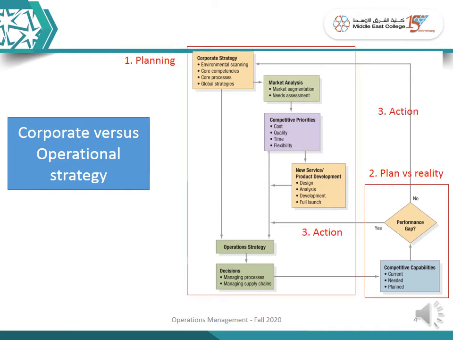Corporate versus operational strategy. Operational strategy means by which operations implements the firm's corporate strategy and helps to build a customer-driven firm, while corporate strategy provides an overall direction that serves as the framework for carrying out all the organization's functions, like environmental scanning, core competencies, core processes, global strategies. So we focus on that.